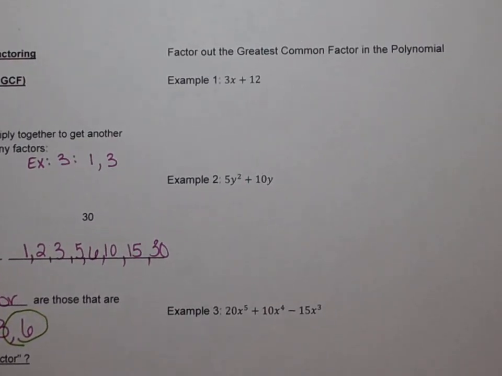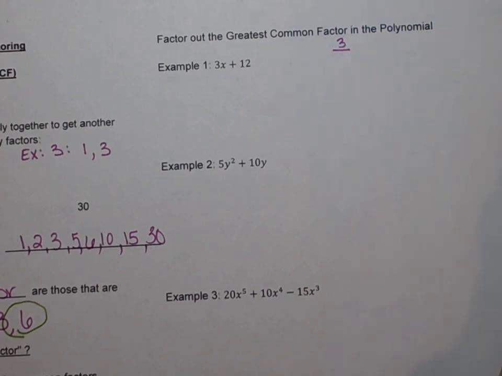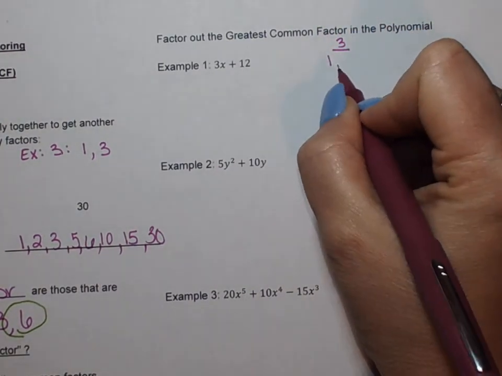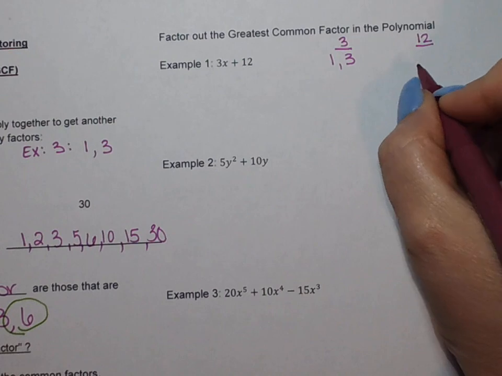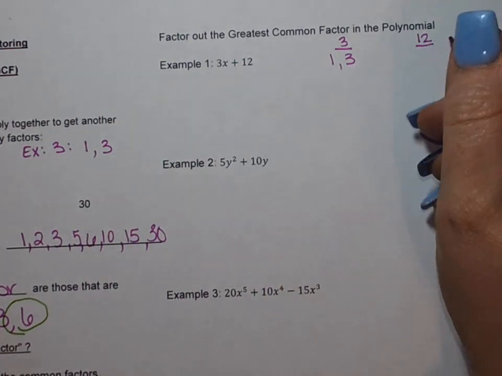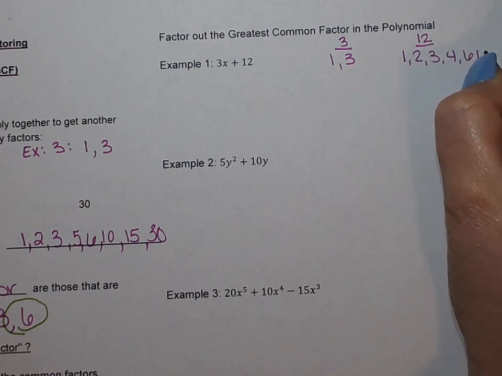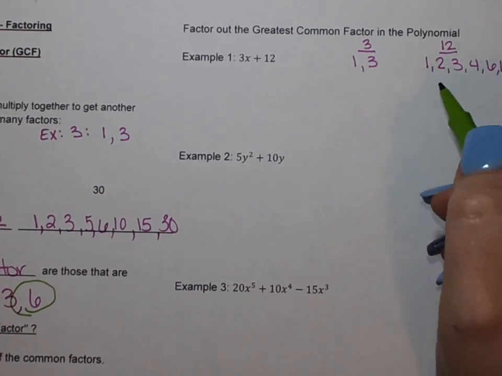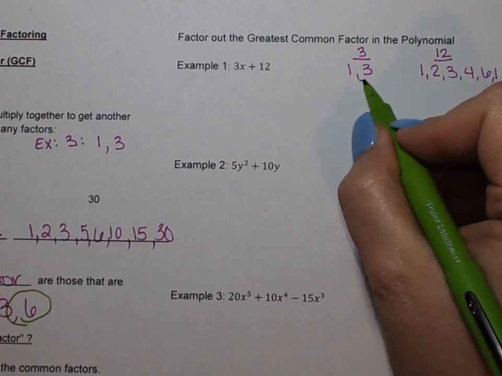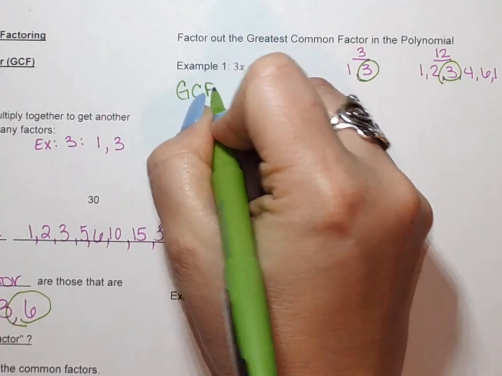Okay, so let's look at our first example. We're going to factor out the greatest common factor in our polynomial. So we want to look at 3 and what its factors are. Well, we know that 1 times 3, and that's it. So then let's look at 12. 12 we already did over on the first page example. So we've got 1, 2, 3, 4, 6, and 12. Alright, so our greatest common factor between these two is going to be the biggest number that they share in common. So 3 is our GCF.